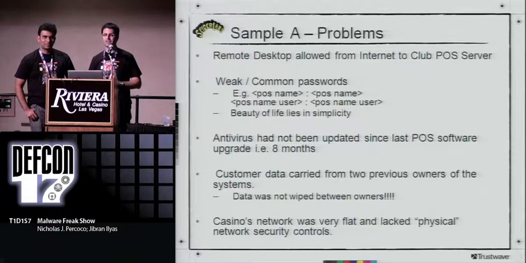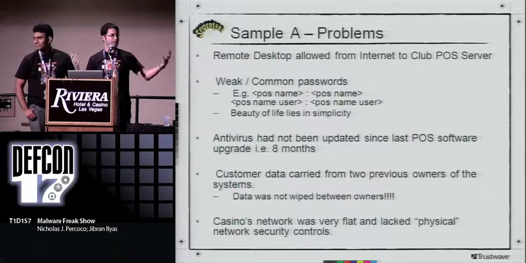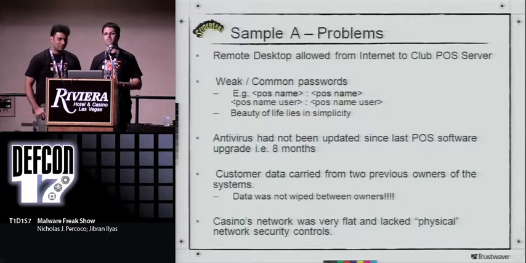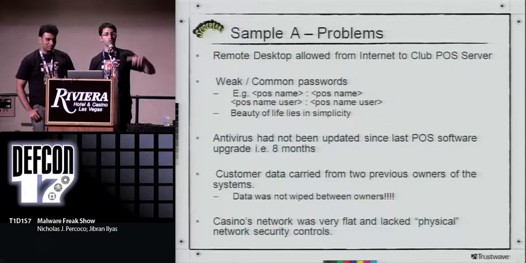We found out that antivirus hadn't been updated on the point-of-sale systems for at least 8 months. So that was a big problem there. And of course, the customer data we saw in the system was carried over from 2 previous owners. If you think about this, you're running a restaurant, or in this case a bar, and you go out of business, or you try to sell the stuff on eBay. This happened twice with these systems that we looked at. Someone sold them online, or sold them to somebody else, and no one bothered to wipe the system. So we found customer data from 2 previous owners that were live on these systems.